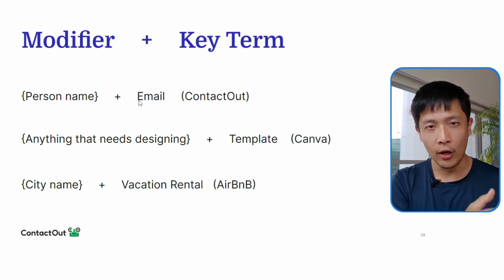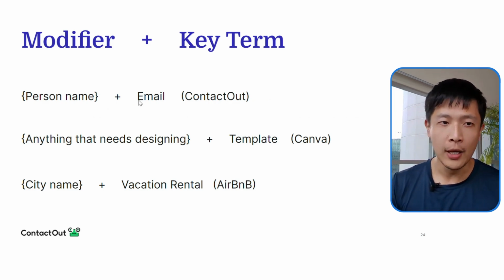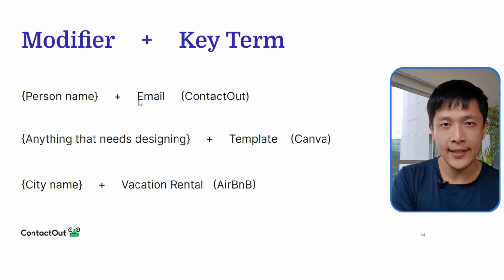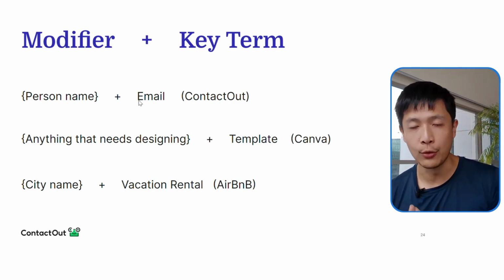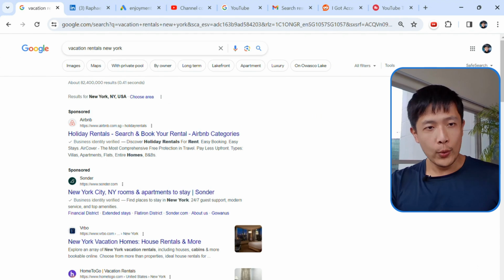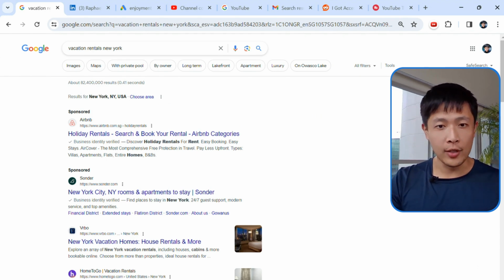A keyword consists of a modifier and a key term. For example, person name plus email, or in Airbnb's case, a location plus vacation rental. For these keywords, first we want to check, does the traffic convert? We can check this by buying ads on the target keyword.